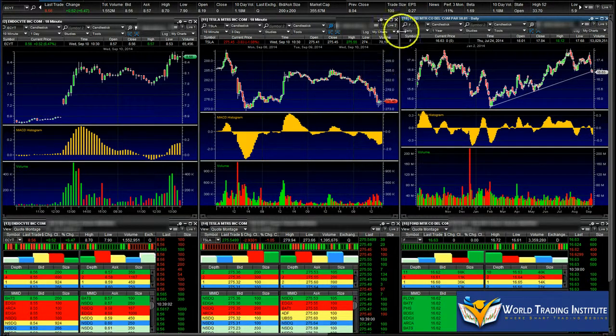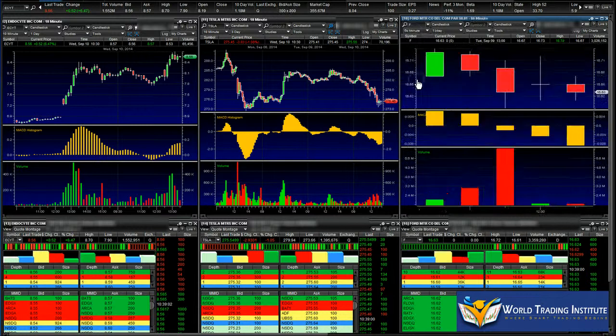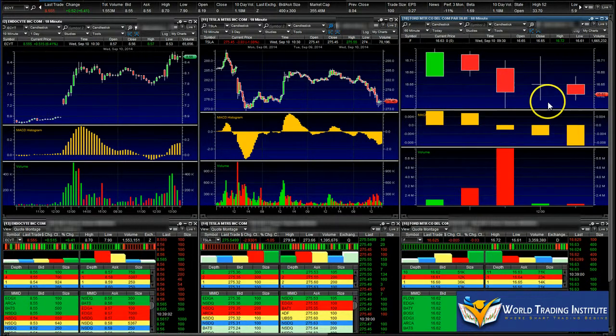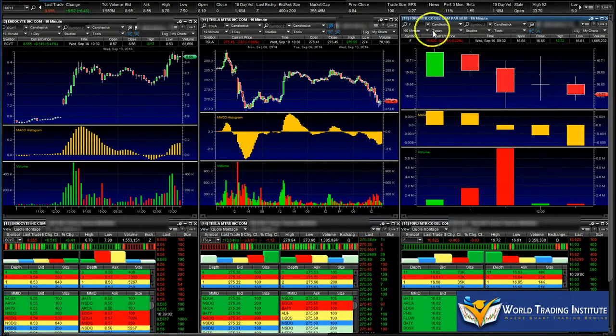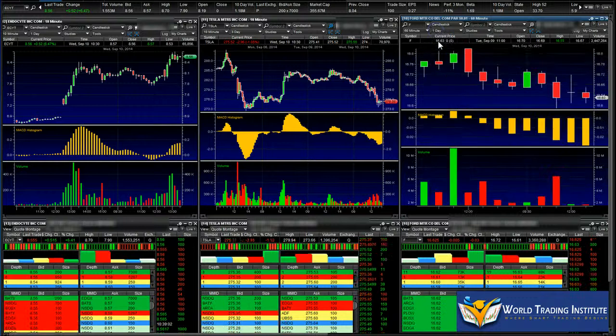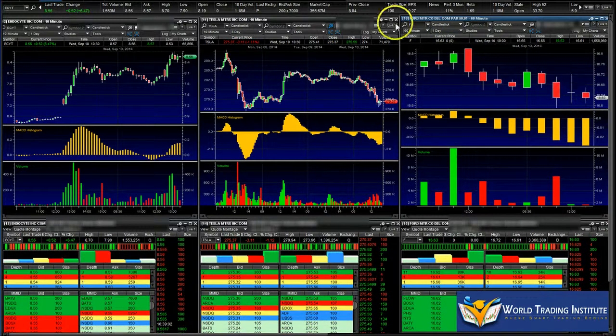Just broke it. Okay. Then you could go to a 60-minute. Some support right here that tried to form but couldn't form on the hourly, as you can see, because it's more higher up. Usually be below this red bar.